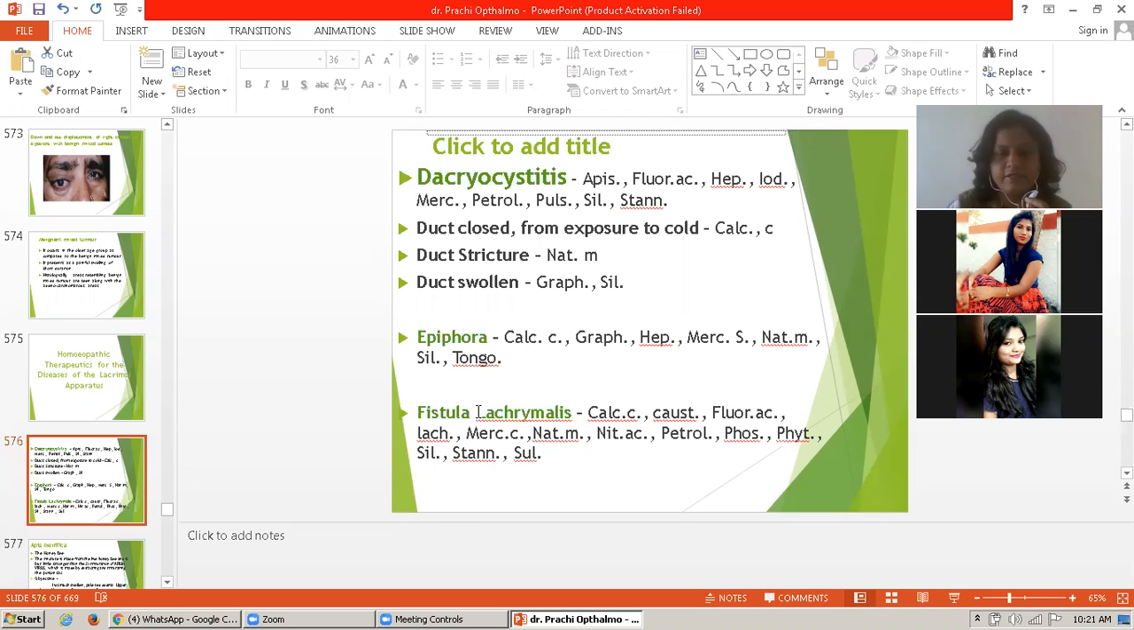And fistula lacrimalis. For fistula lacrimalis, there are many medicines. In lacrimal diseases, when the stage of external fistula appears, then we can use Calcarea carb, Causticum, Fluoric acid, Lachesis, Mercurius, Natrum mur, Nitric acid, Petroleum, Phosphorus, Phytolacca, Silicea, Stannum met, and Sulphur. So this is about the homeopathic therapeutics for the diseases of the lacrimal apparatus.